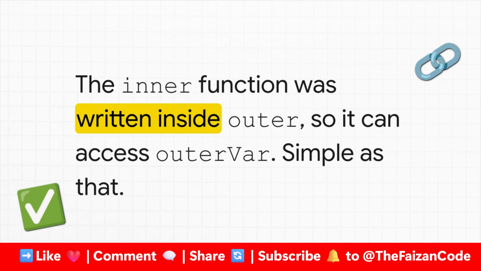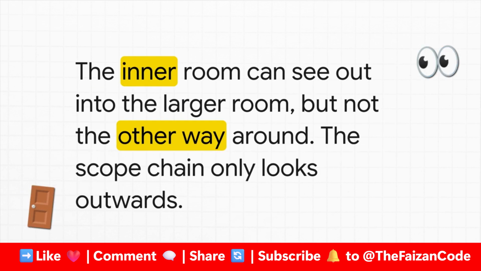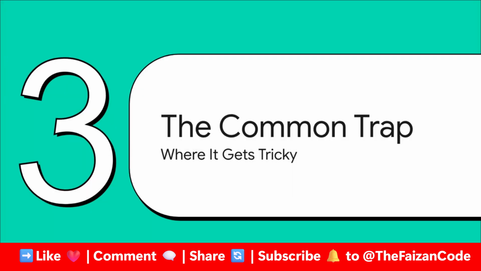Simple as that. This is honestly the perfect way to think about it. If you're in the inner room, you can see out the door into the living room. But someone in the living room can't just magically see into your closed room. The scope chain only looks outwards. It never looks inwards. Okay, that seems pretty straightforward, right?